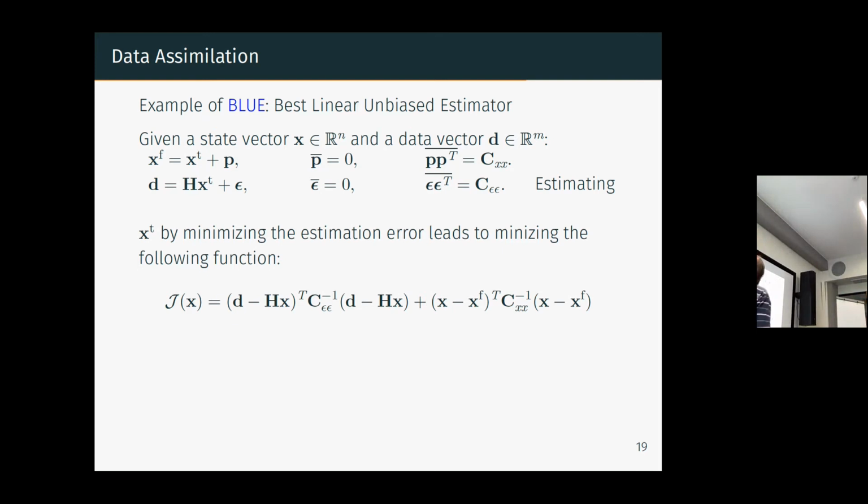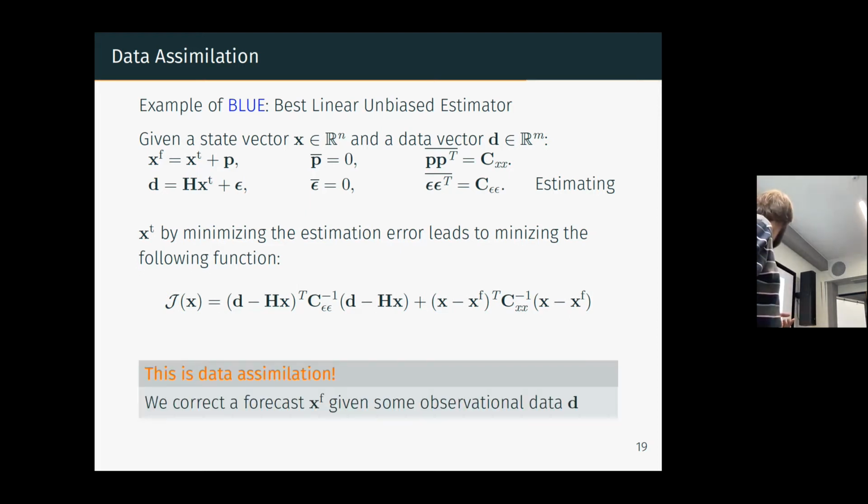truth by minimizing the error of the estimation, and it leads to minimizing the following function. So you try to find the x that will both minimize the error with respect to the observation, and the error with respect to your first guess. Okay. And this is data assimilation. We correct the forecast f given some observational data d. Okay. So have you seen that?